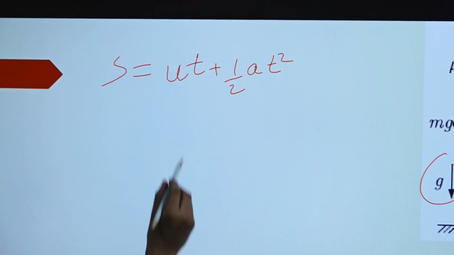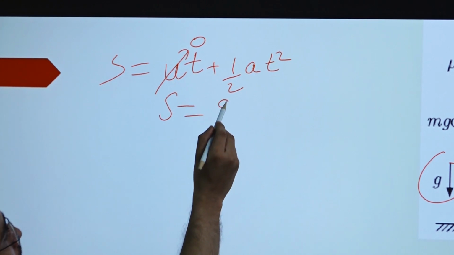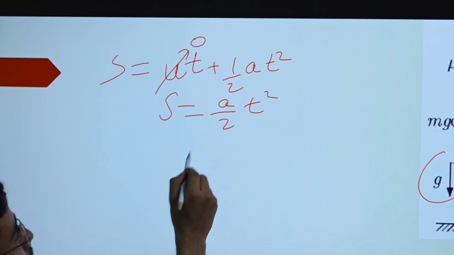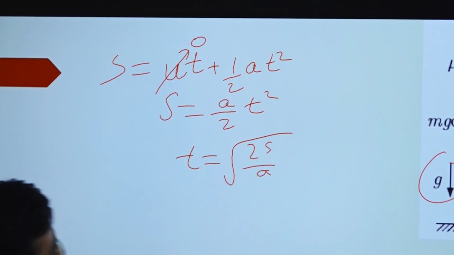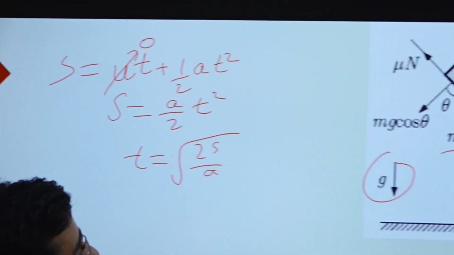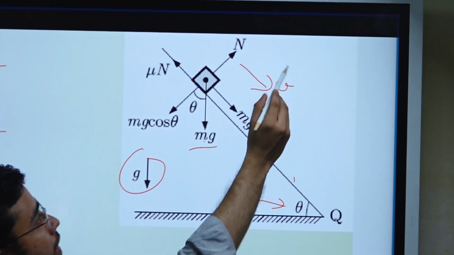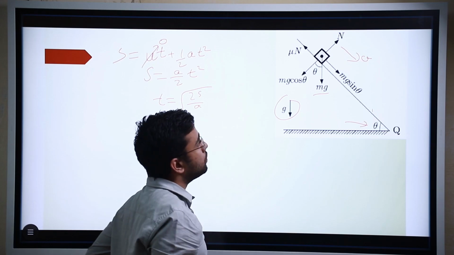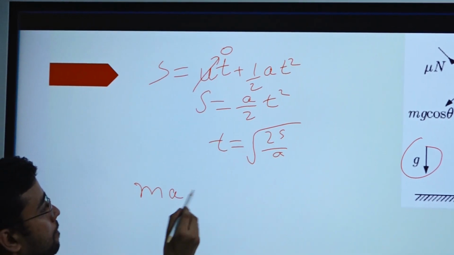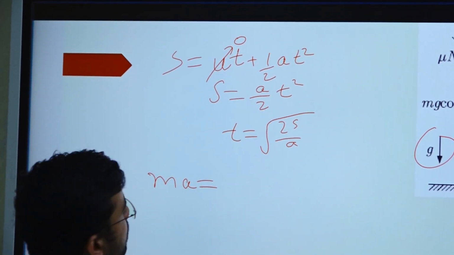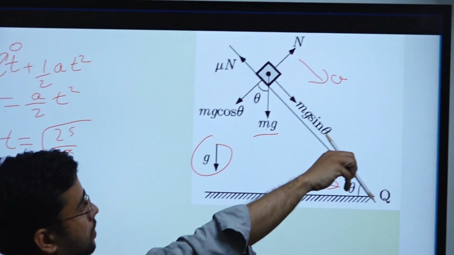Okay, so initial velocity is obviously 0. S is given by half a t squared, and t will be equal to the square root of 2s by a. Now what we have to find out is acceleration. So suppose this mass is having acceleration as a, right? Because of the acceleration it will have inertia as ma.